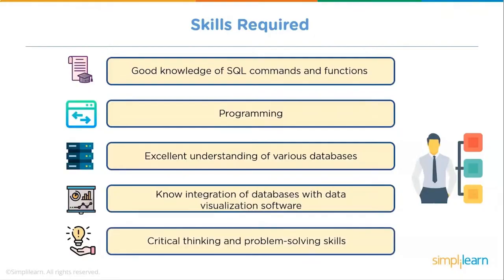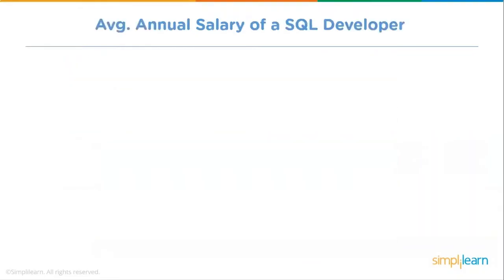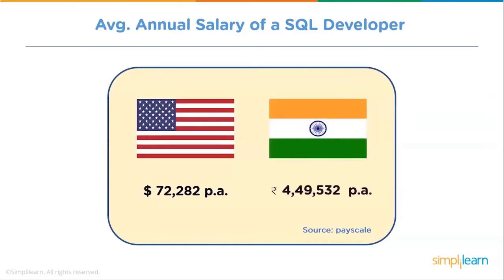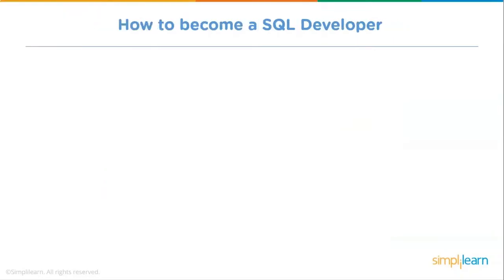Now we'll see how a SQL developer is compensated in both the United States and India. In the United States, SQL developers draw an average salary of $72,282 per annum. In India, the average salary of a SQL developer is Rs 4,49,532. Now we'll see how a person can become a good SQL developer.